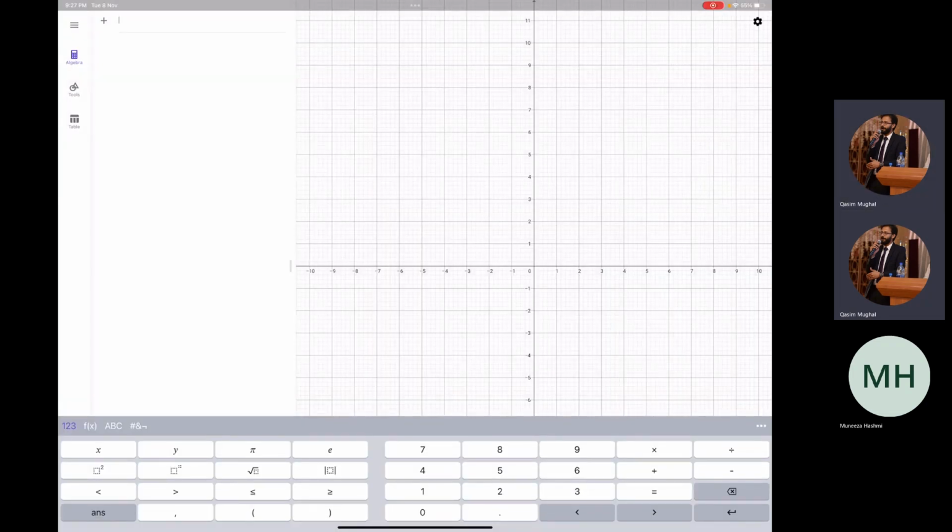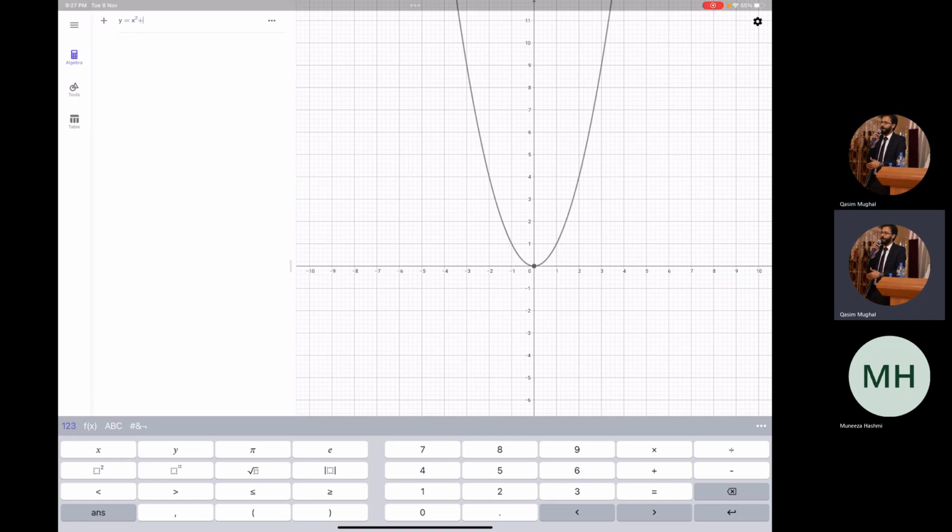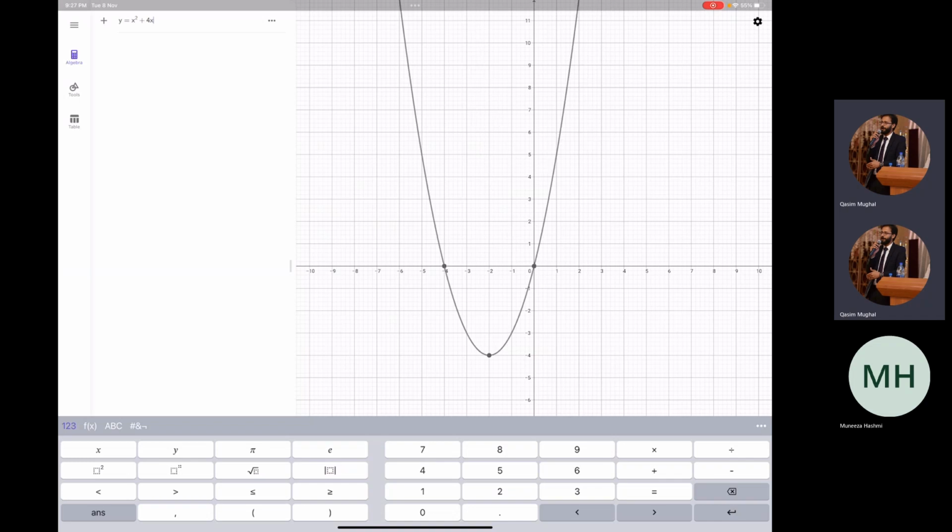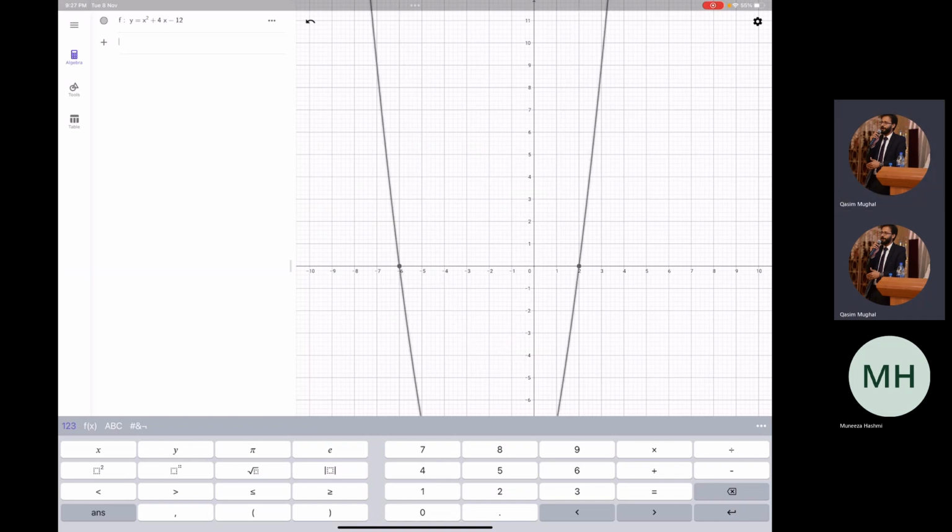So one of the equations is... I'm just drawing the curve because this is how you're going to do it in the exam. I'm not going to write down the inequality, okay? So I'm going to write down its associated equation. So y equals x squared plus 4x minus 12. So that's the curve for the first part of the first equation. And the second equation is going to be y equals 4 minus x squared. There you go.